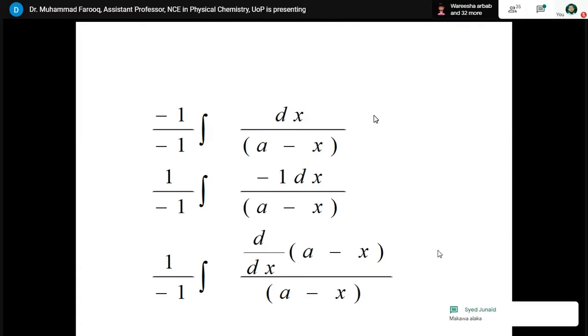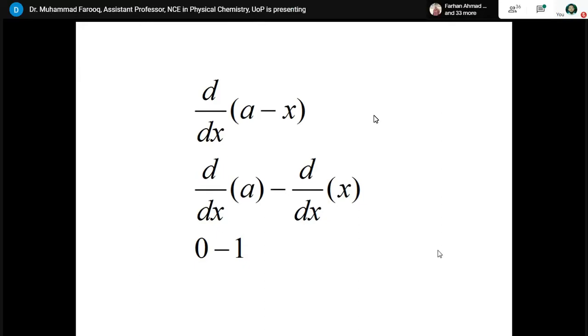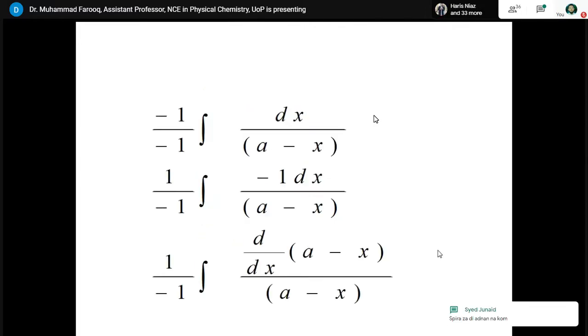Clear or not? Yes sir, clear. Now I said derivative of a minus x, this you can see is equal to minus one. So instead of minus one, I can put d divided by dx into a minus x. Can I write or not? Sir, third step jo clear nahi hai. यही तो मैं कह रहा हूँ कि माइनस वन इंस्टेड ऑफ माइनस वन, I can put d divided by dx into a minus x. I said derivative of a minus x is equal to minus one, so instead of minus one I can put derivative of a minus x. Yes sir, clear.